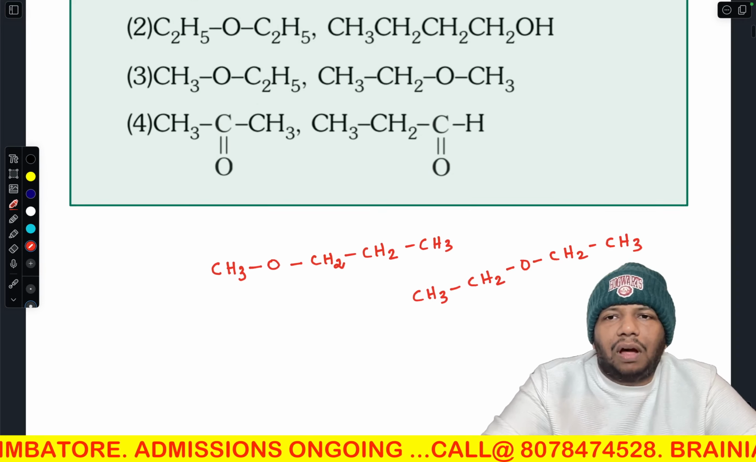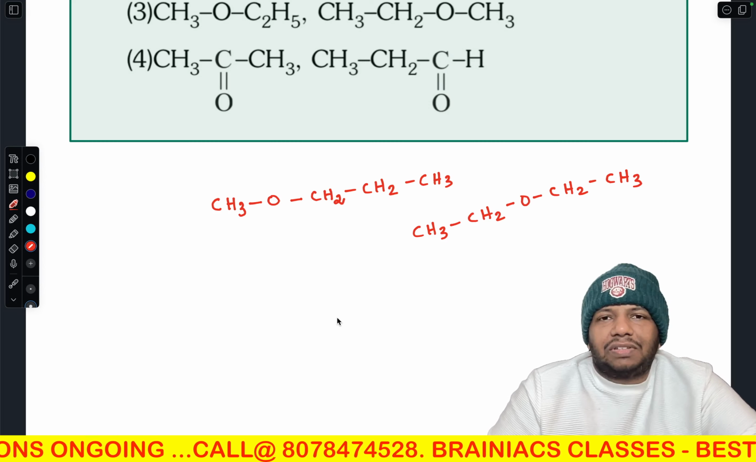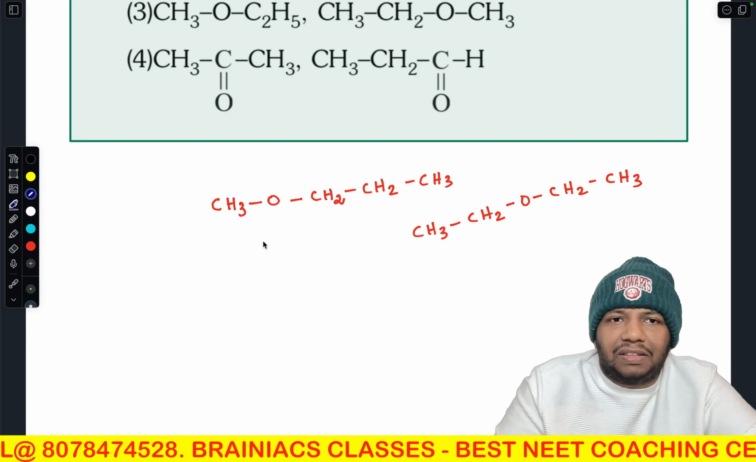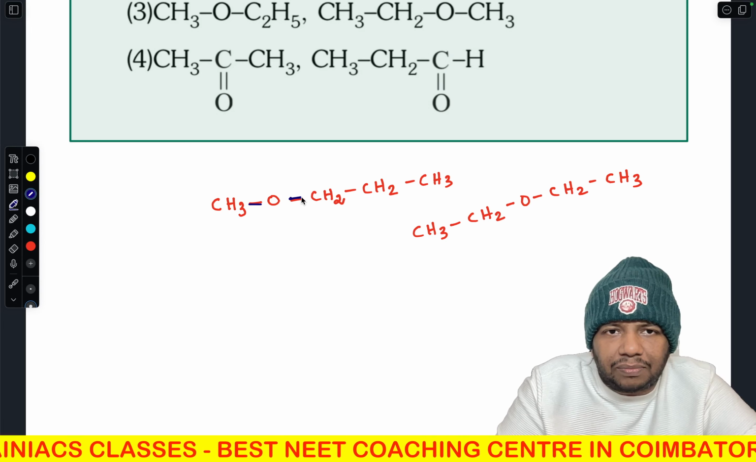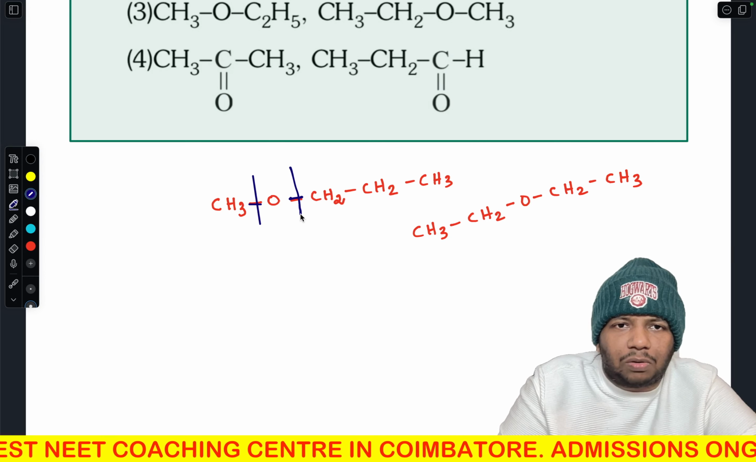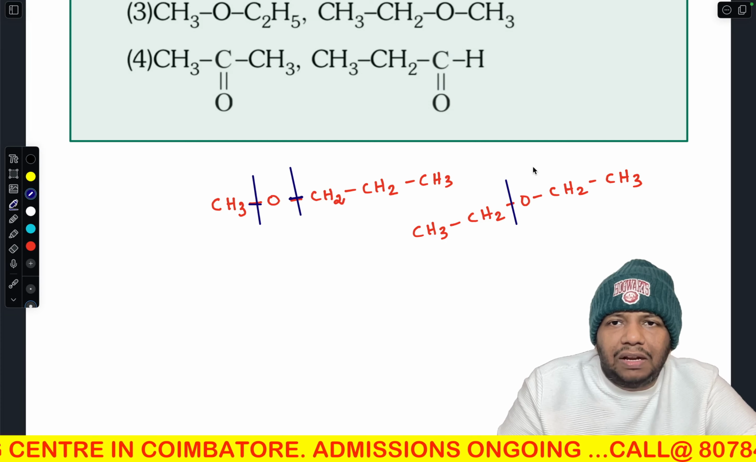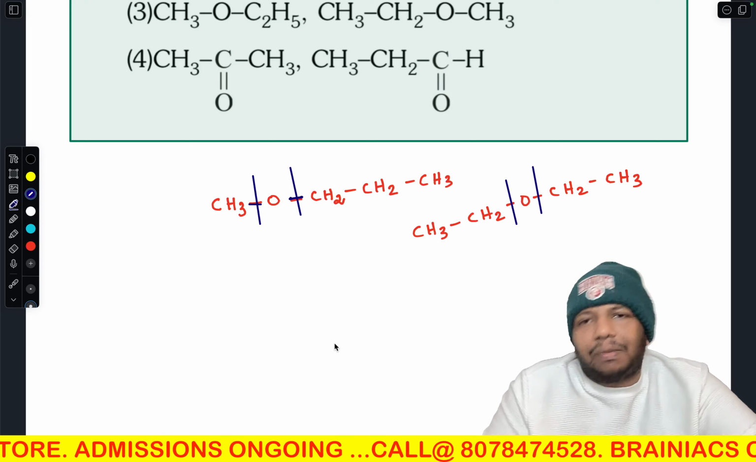Now listen. To find the metamers, I have a shortcut for you. What is metamers fundamentally? If you have a polyvalent functional group like this, and across the polyvalent functional group, which means on both sides, you have different alkyl chains attached to it, then we can say they are metamers.